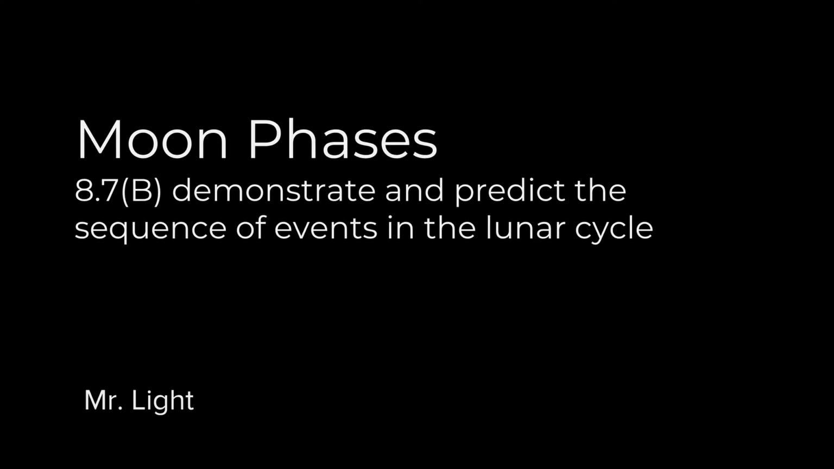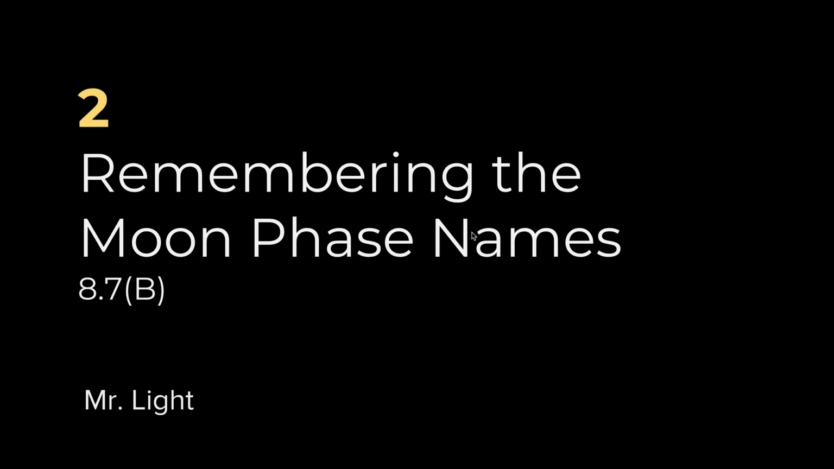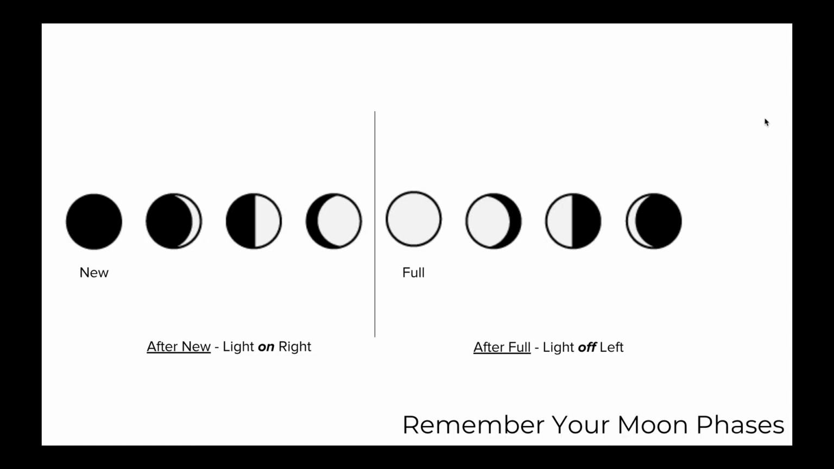Hey, it's Mr. Light. In the first moon phase video, I showed you one way to remember the visual aspects of the moon phases in order. You must get to the point where you can predict the moon phases. But before you'll be able to do that, you have to memorize them. Once you have a firm grasp on the visual moon phases, you need to be able to remember the names of them. This can be tricky, but I'm going to help make it easier for you.